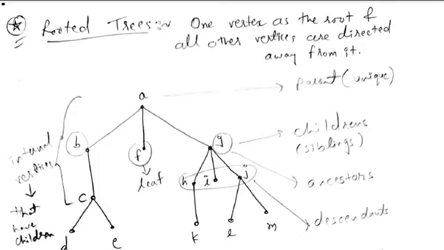Hello all. In the last session we have seen the definition and results on trees and forests. Today we will see rooted trees, subtrees, ordered rooted trees and M-ary trees. Let us quickly revise what a tree and a forest are.